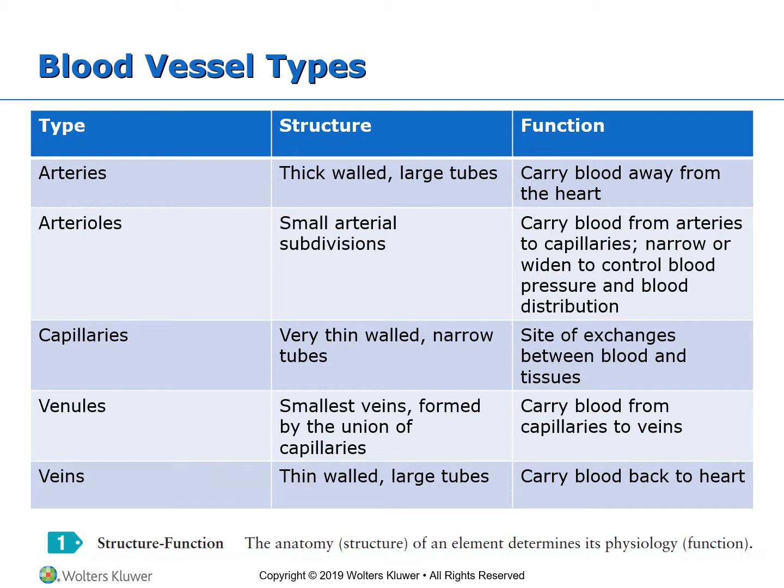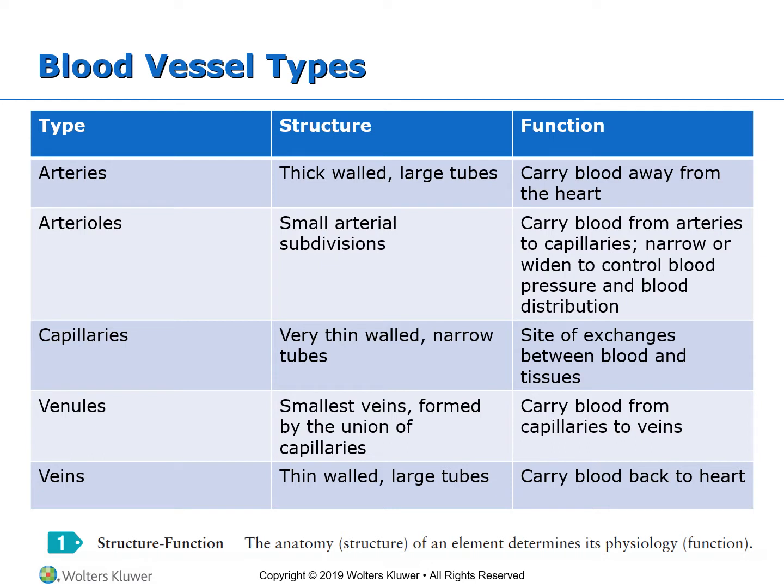So let's discuss a little bit types of blood vessels. We'll start with the arteries, and this type of blood vessels will carry the blood away from the heart and toward the tissues. The heart's ventricle will pump the blood into the arteries that are thick-walled and large tubes.